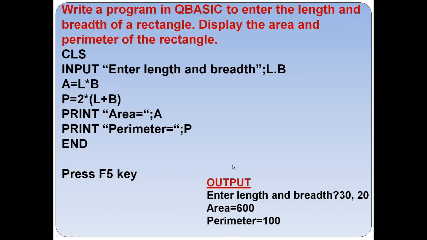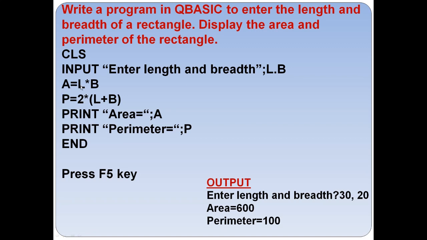Now next program, write a program in QBasic to enter the length and breadth of a rectangle. Display the area and perimeter of the rectangle. As everybody knows, the area of a rectangle is L into B, and the perimeter is equal to 2 into L plus B. This is the formula for this. First we will enter length and breadth. Length L, then comma, B for breadth.